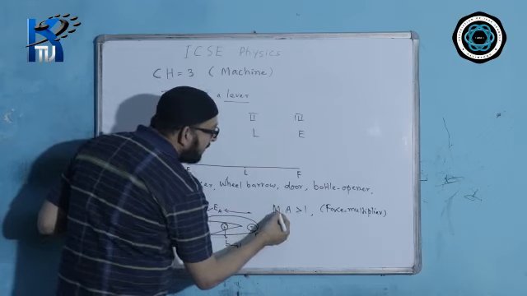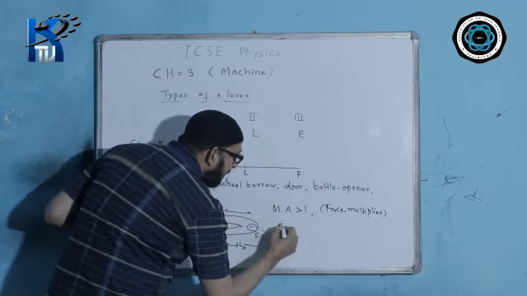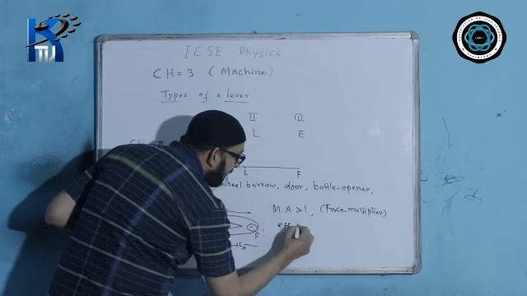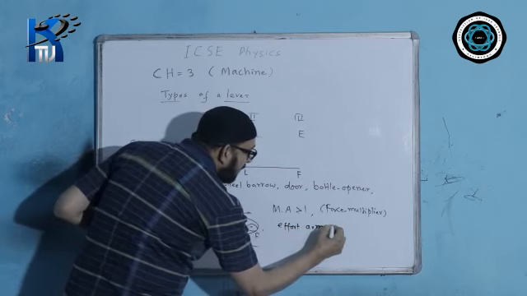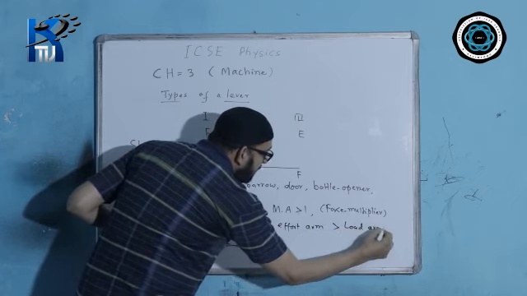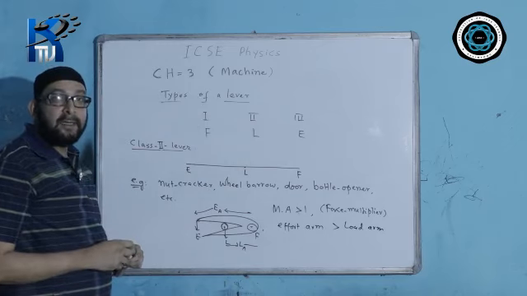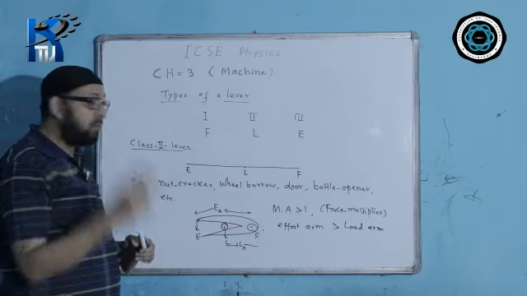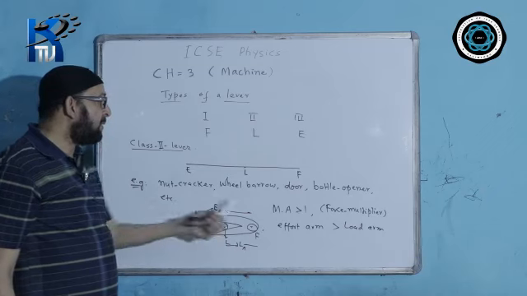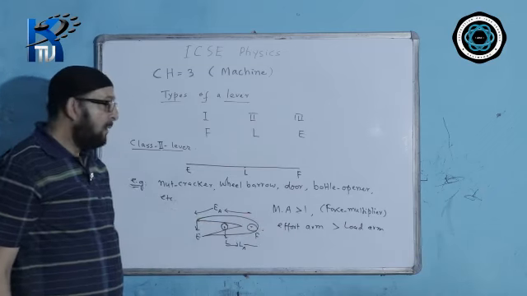What is the reason why the mechanical advantage of a class 2 lever is always greater than 1? Because its effort arm is always greater than the load arm. We'll give this answer. Which class of lever has its mechanical advantage always greater than 1? The answer is class 2 lever. And why so? Because its effort arm is always longer than the load arm.